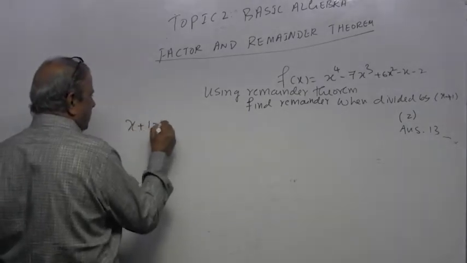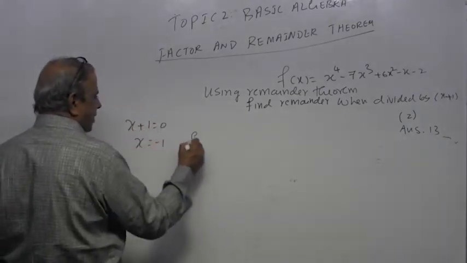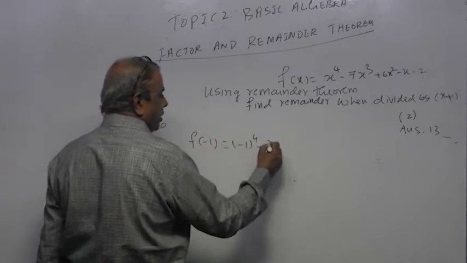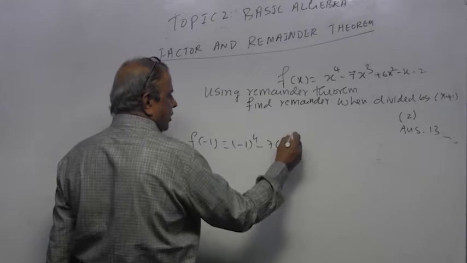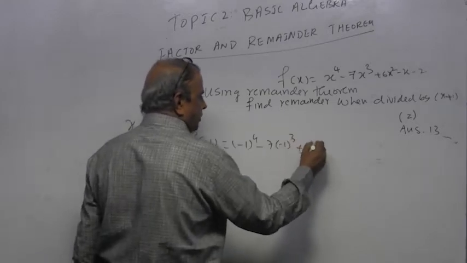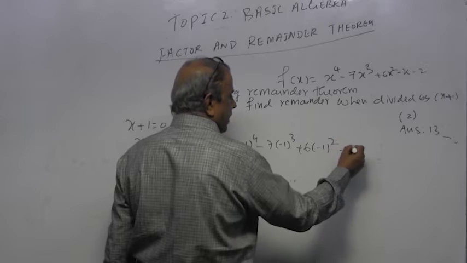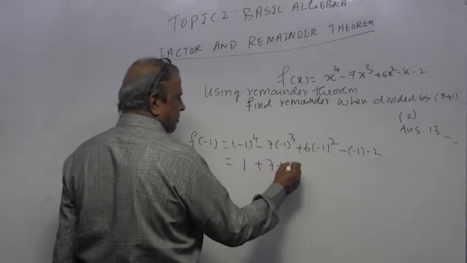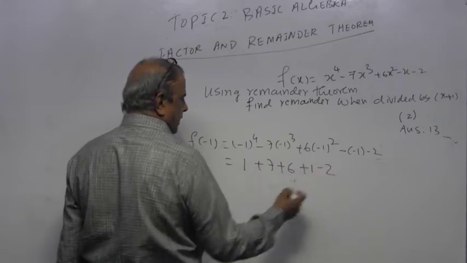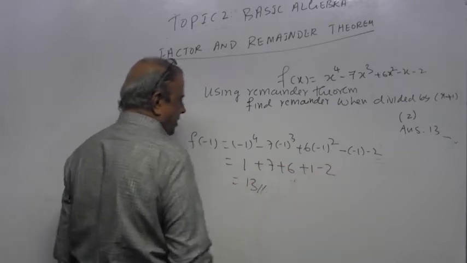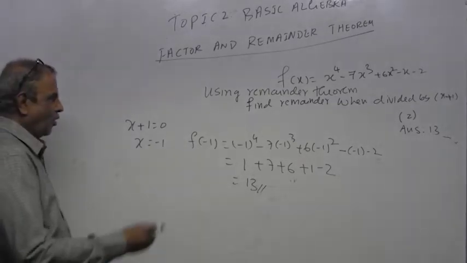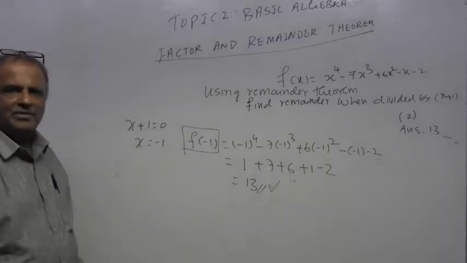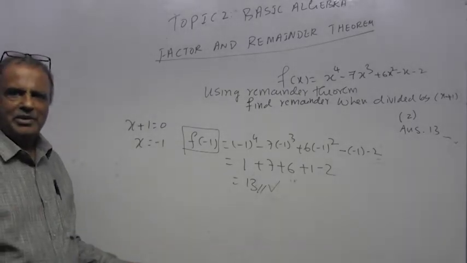x plus 1 equals 0, x equals minus 1, f of minus 1 equals minus 1 to the power 4 minus 7 times minus 1 cubed plus 6 times minus 1 squared minus 1 minus 2. So 1 plus 7 plus 6 plus 1 minus 2, that is 13. That's why it is 2 marks. 1 mark for trying to find f of minus 1, 1 mark for the answer. That is all remainder theorem is.